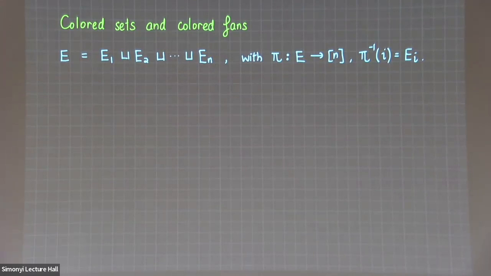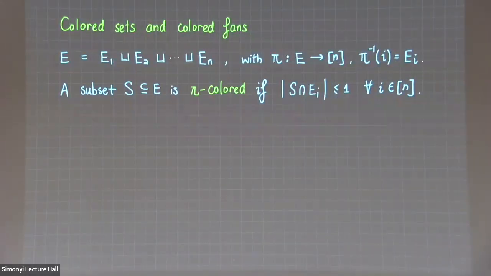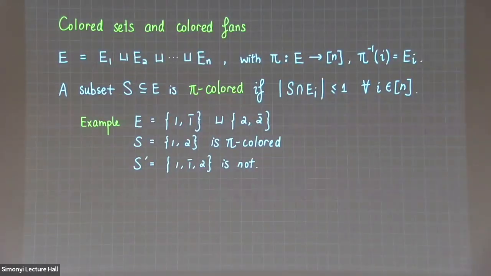These fans are called colored fans and are constructed out of colored subsets. First, I want to have a ground set E, and it comes with a partition into n parts, E1 through En. A subset of this ground set E is called pi colored, where pi is a partition, if the subset has at most one element from each part. Just to slow down: if E is 1, 1 bar, 2, 2 bar, then S, that is 1 and 2, is pi colored, but S prime, that is 1, 1 bar, 2, is not pi colored.